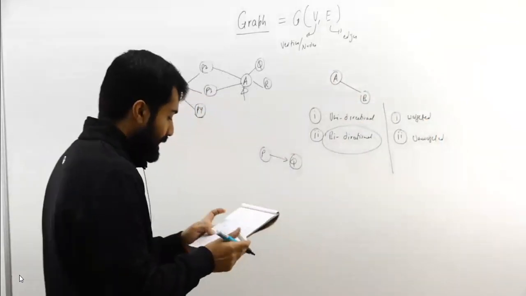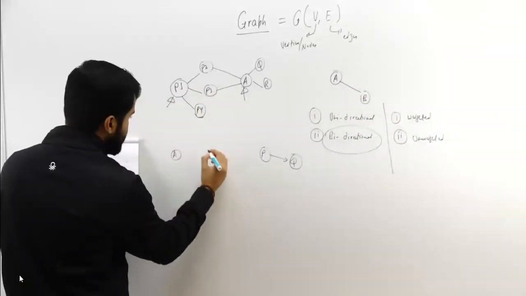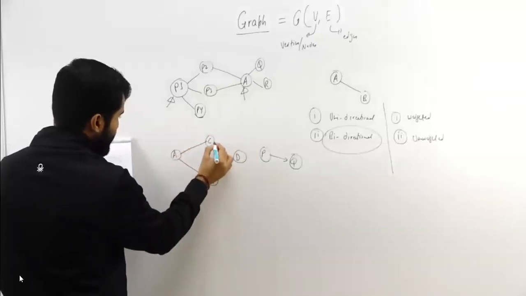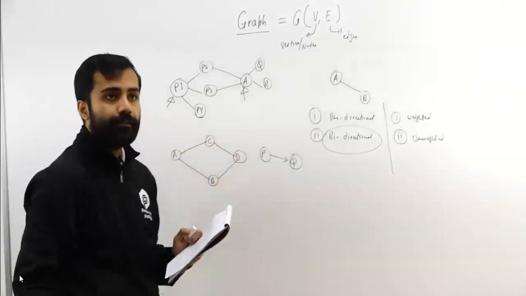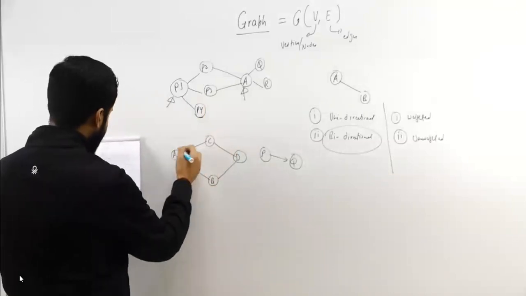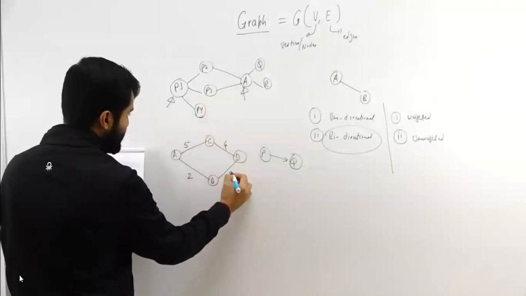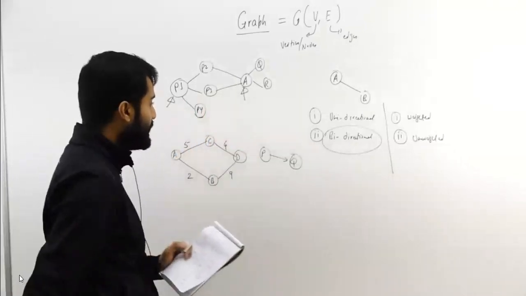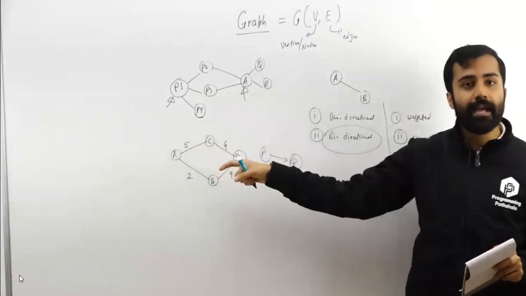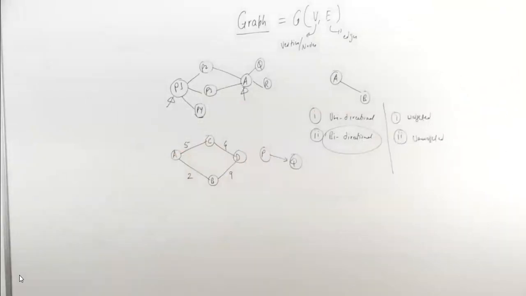For example, let's say there are 4 cities and they are A, B, C, and D. And there are several roads that are connecting them. Now these roads will have some length, or let's call it distance. So let's say this distance from A to C is 5. This distance is 2, this is 4, this is 9. So in this case, I would say this graph is bidirectional and at the same time, it is weighted also. Is it making sense to everyone? What is weighted? Yes or no?